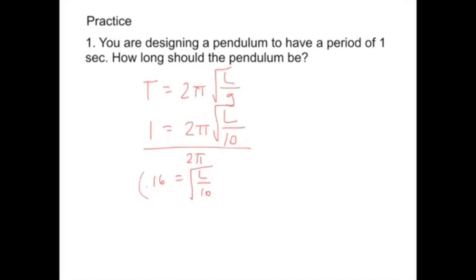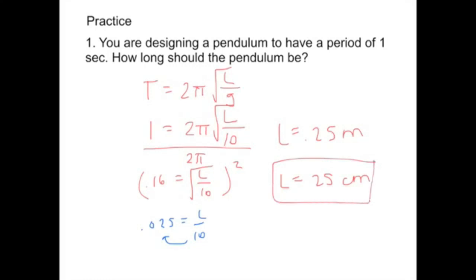So then I'll square both sides to get rid of that square root, and I'm left with 0.025 equals L over 10. Now, just by multiplying this 10 over to the other side, I get that L is equal to 0.25 meters, or in other words, L equals 25 centimeters. That would be the length of the pendulum.